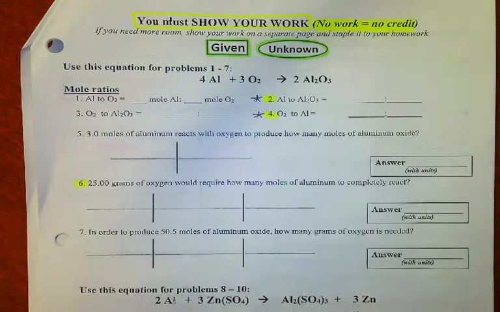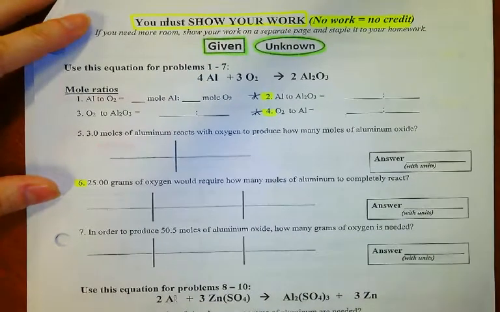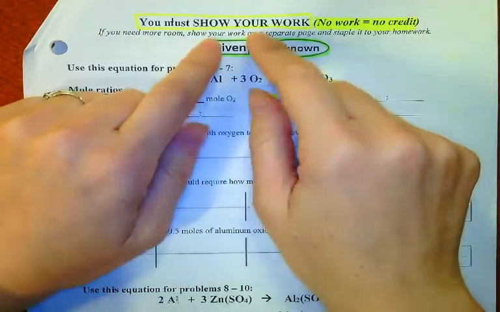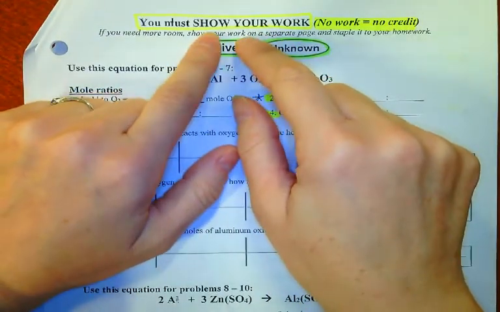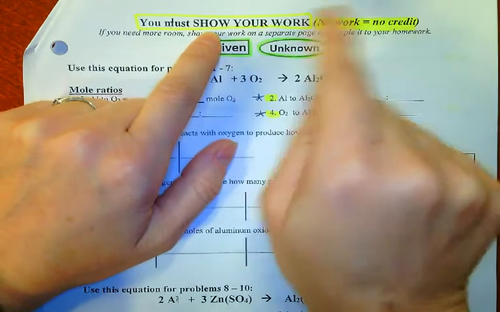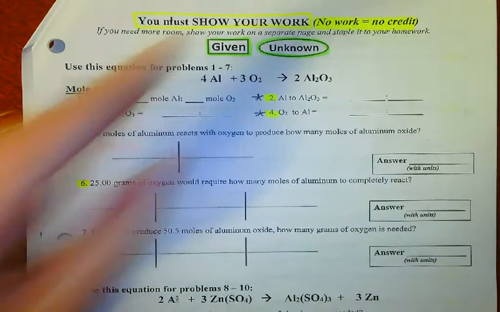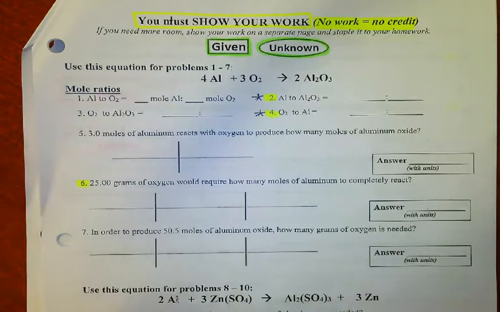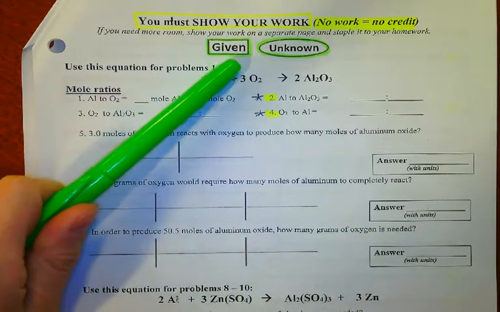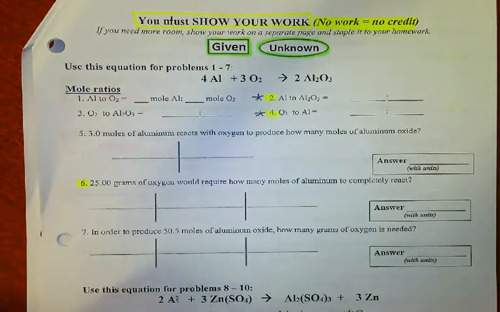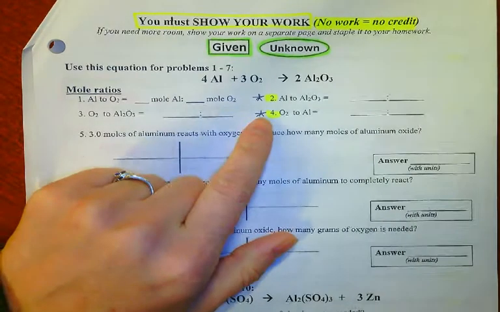Okay, y'all, we are back for some more stoichiometry. We're on pages 3 and 4 of the homework packet. As a reminder, you have to show work, okay? The work is the point. There's a method to the madness. No work, no credit. And work for any chemistry math problem starts with boxing in the given and circling the unknown, okay? Let's start by looking at 2 and 4.